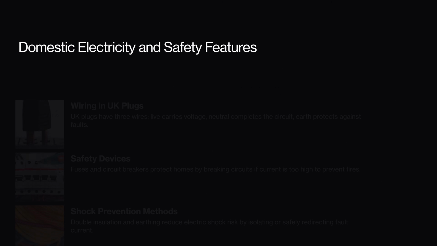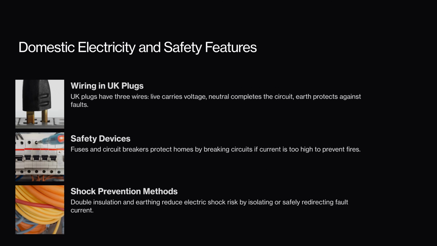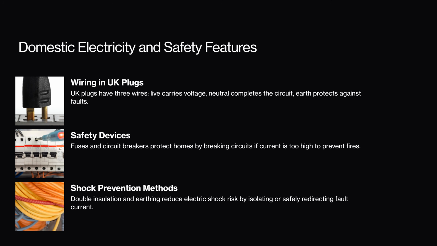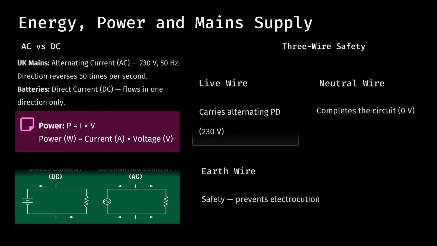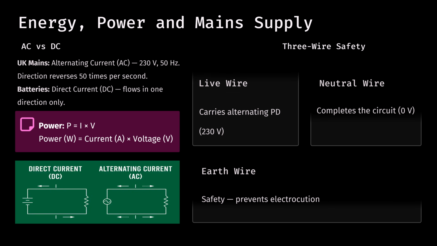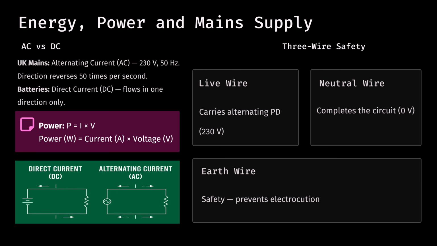Domestic electricity supply features a potential difference of 230 volts at 50 Hz, utilizing an alternating current, AC, protected by core safety mechanisms including the earth wire, fuses, and circuit breakers. In the UK, mains electricity is 230 volts and 50 Hz. It uses a three-wire system, live, neutral, and earth, each serving an important safety role.